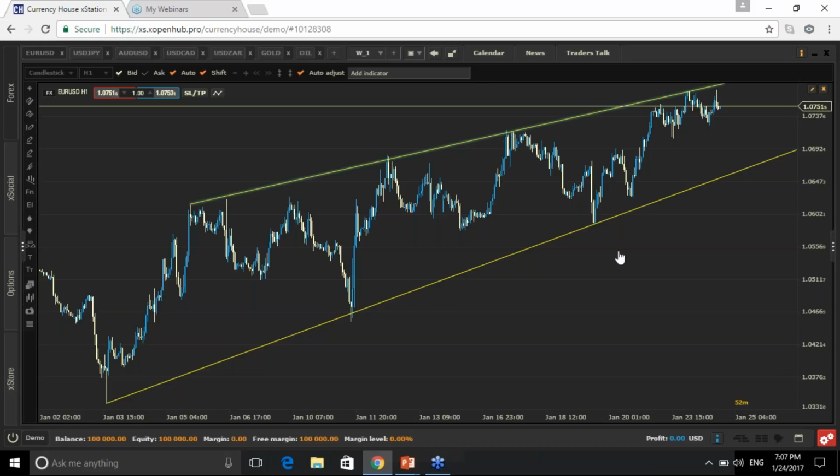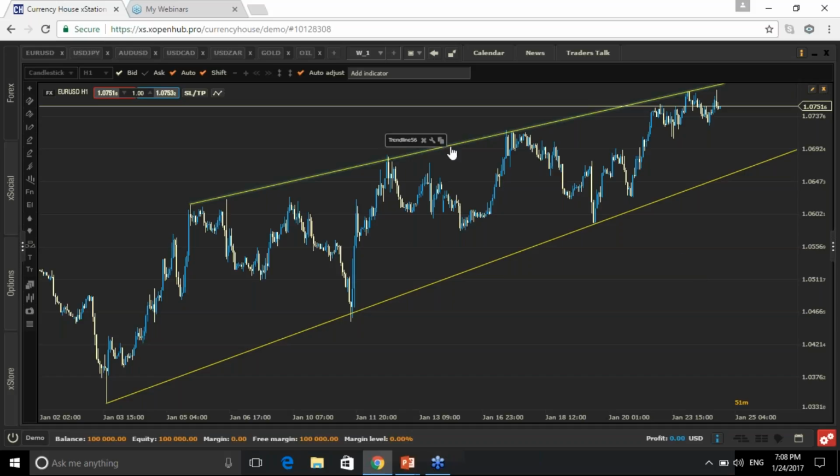We connect together several highs of this range of this movement. So we can see here a simple line which is indicating us that in case the price goes up and meets this level, this line, it's always a sign that there is a huge probability of the price bouncing back.